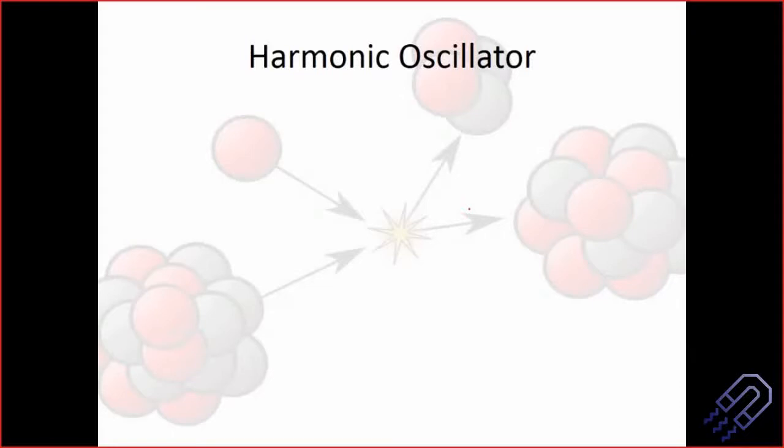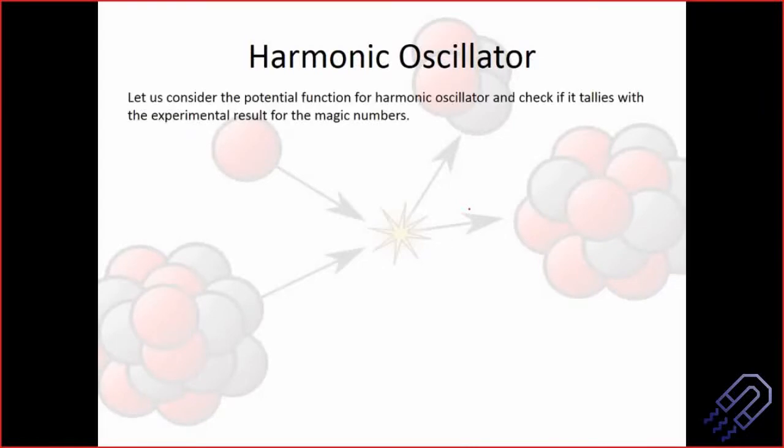So this is a kind of infinite potential again. Okay, so we basically have a harmonic oscillator, and then if we write down the relation, what we do is we just consider the potential function for the harmonic oscillator and then check if it tallies with the experimental result for the magic numbers. So we are going to observe that this also does not agree with it. Okay, so I just want to give you some food for thought for the next class.